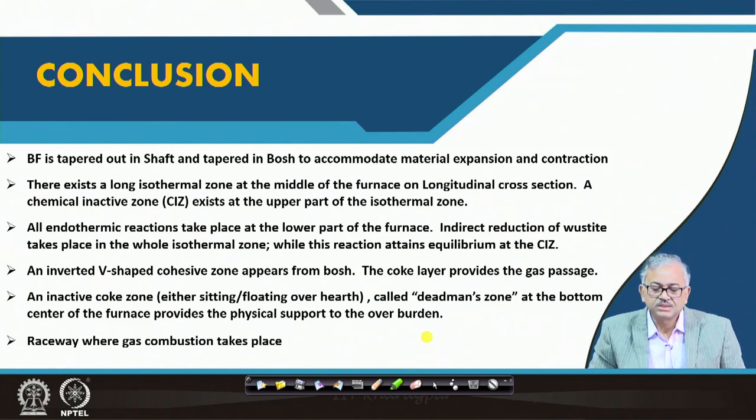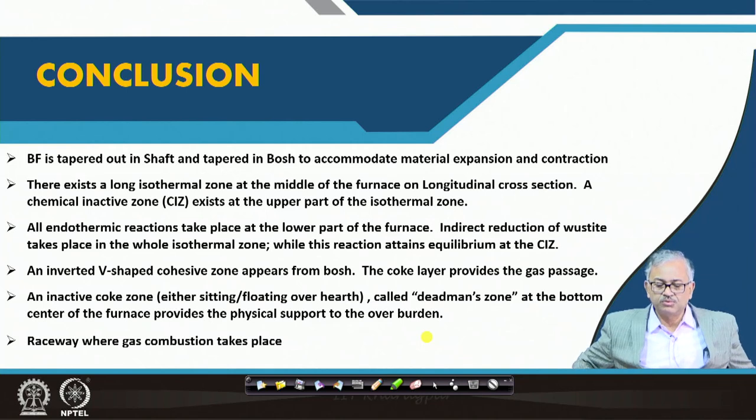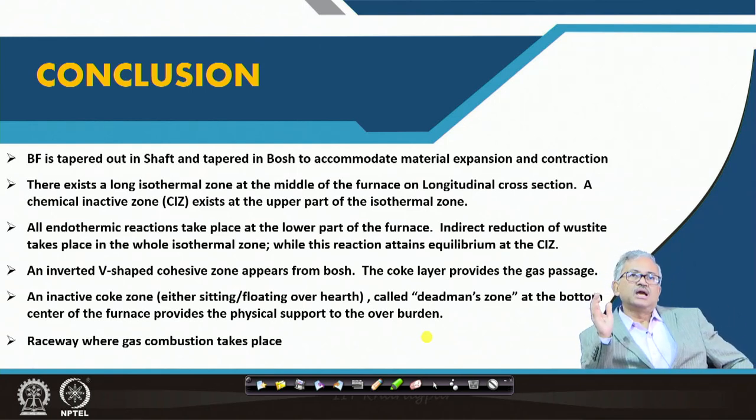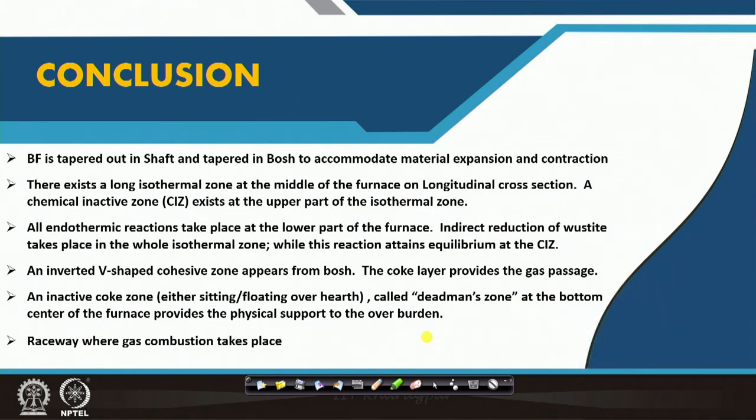All the endothermic reactions take place in the lower part of the furnace. Indirect reduction of wustite takes place in the whole isothermal zone, while this reaction attains equilibrium in the chemical reserve zone. And, very important, an inverted V-shaped cohesive zone appears from the wall. Coke layers provide only the gas passage, and there is an inactive coke zone, called the dead man coke, which can be sitting or floating over the hearth. This is the inactive coke, the dead man coke, and it only carries the overburden of the blast furnace. And the raceway exists just at the tuyere, where the combustion of the gas takes place.